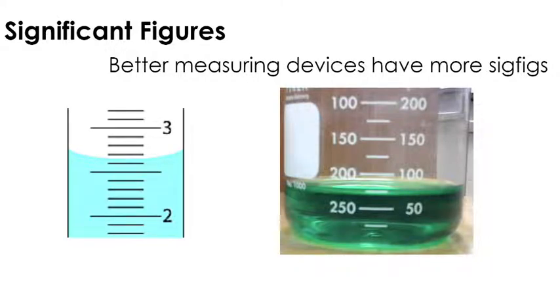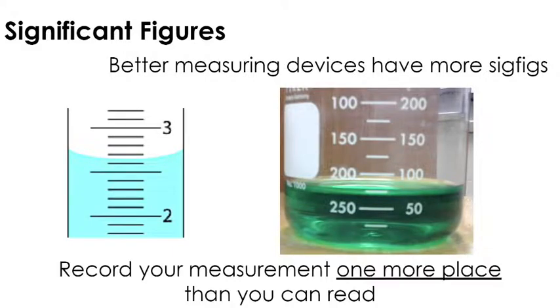And in our bell ringer, we practiced making these measurements. And the thing to remember first and foremost is that we always are going to record our measurement on a type of glassware like this where we have numbers and lines. We're going to record 1 decimal place farther than what the device is labeled as, 1 more than you can read straight off of the label.